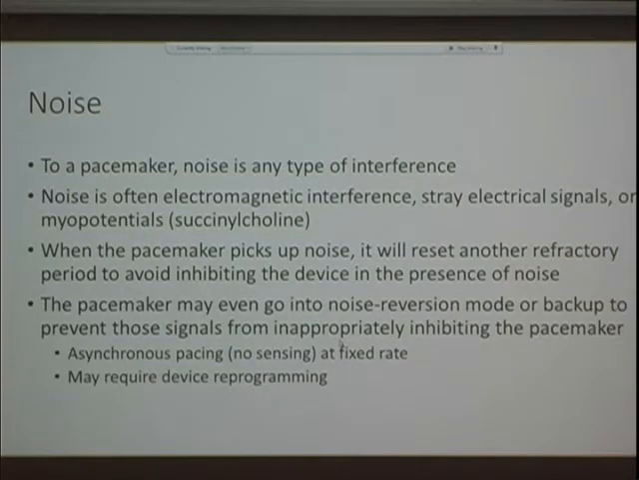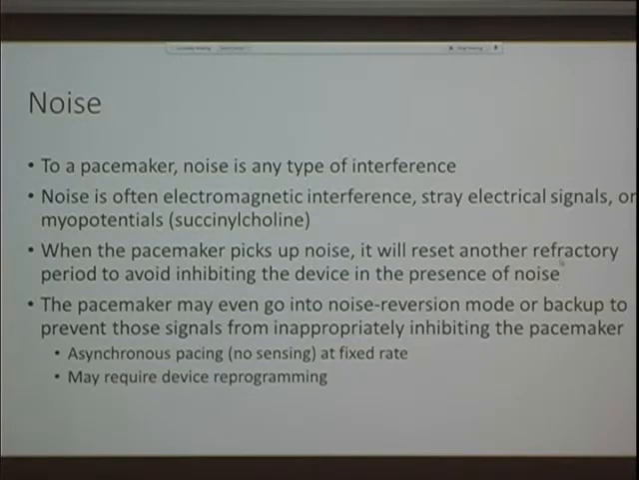Noise. Any electromagnetic activity to a pacemaker or defibrillator can be viewed as intrinsic rhythm, and the response of the device then would be what it is going to do when it sees things. If it sees things other than the heartbeat, it's labeled as noise, but the pacemaker doesn't know this is other than a heartbeat. The usual sources are the electromagnetic interference from various devices in the room, stray electrical signals, and sometimes myopotentials. Succinylcholine can cause some myopotentials.